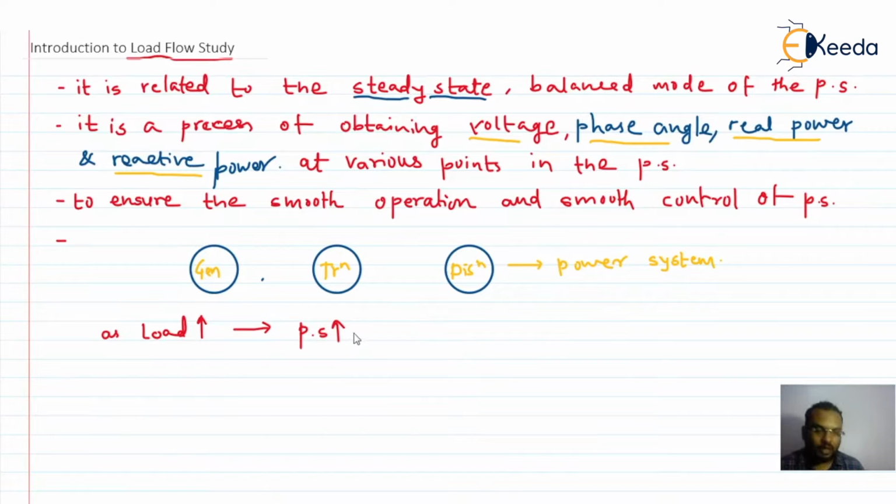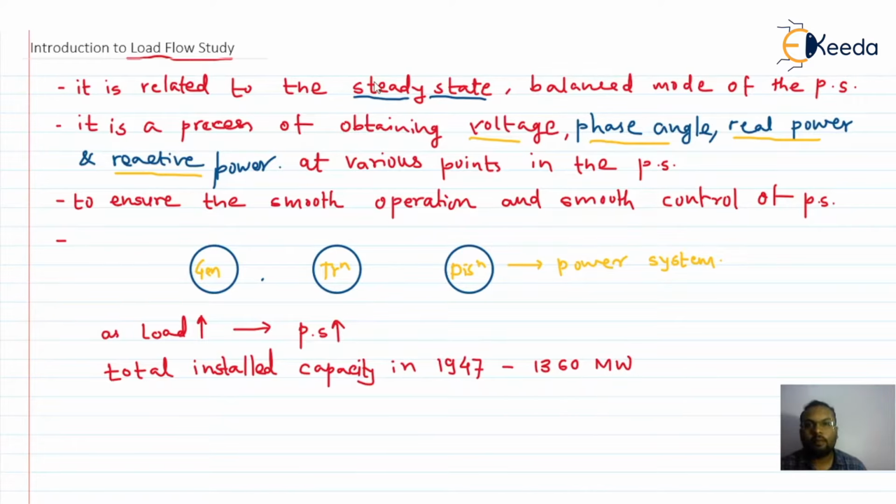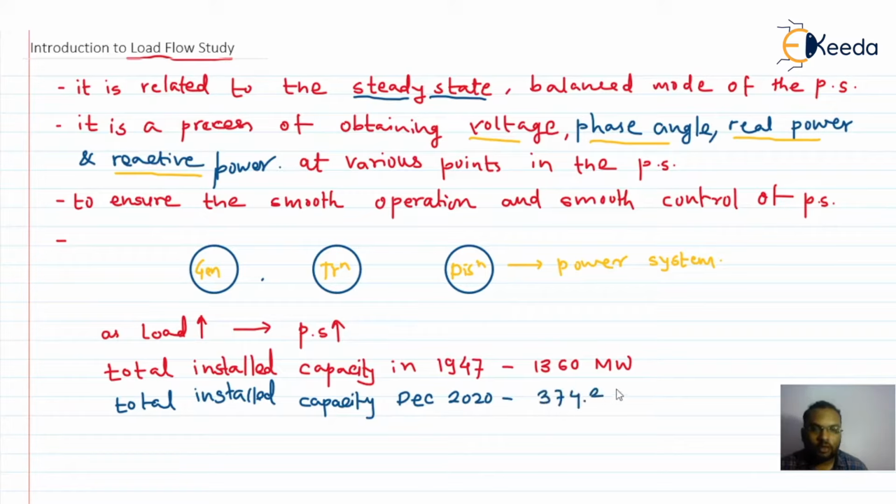See, if we take the example of India, at the time of independence in the year 1947, the total installed capacity in 1947 was just 1360 megawatt, and the total installed capacity as of December 2020 is somewhere around 374.2 gigawatt. You can see how drastically the load has gone up.